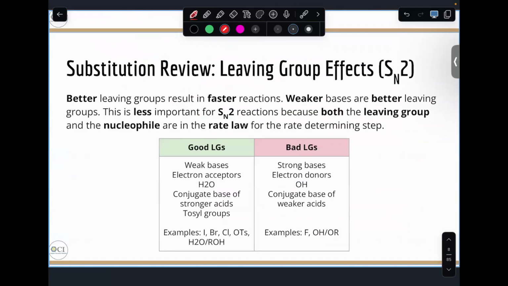So leaving group effects, you typically want a good leaving group. Good leaving groups are weak bases, electron acceptors like H2O, tosylates. These are a bunch of good examples. Typically, you'll see halogens, like bromine or iodine, as well as something like OTs. Those are the most common ones you'll see. And then for bad leaving groups, the most common one you'll see is an OH group or OR, basically just O with anything. Those are the most common bad leaving groups. And if you want those to be your leaving group, you need to do something to them because they're not going to leave on their own.